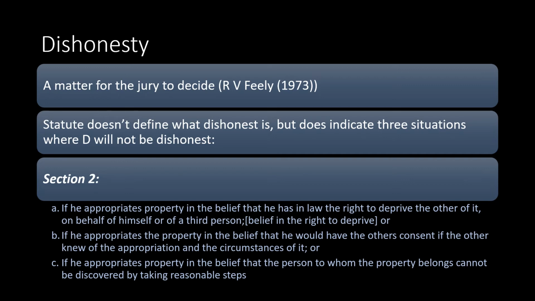Section 2(1)(a) tells us, if he appropriates property in the belief that in law he has the right to deprive the other of it, on behalf of himself or of a third person. We call this belief in the right to deprive. Or Section 2(1)(b), if he appropriates property in the belief he would have had the other's consent. Or Section 2(1)(c), if he appropriates property in the belief that the person to whom the property belongs cannot be discovered by taking reasonable steps.